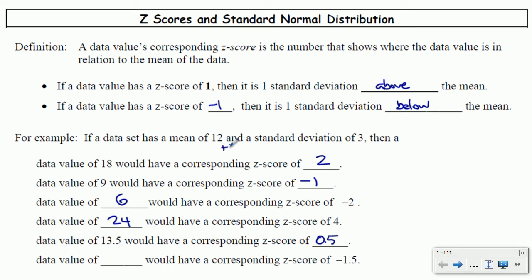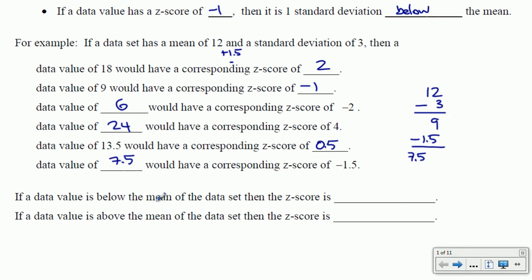Because we would need to add 1.5 to 12 to get to 13.5, and 1.5 is half of 3. And last, a data value of 7.5 would have a corresponding Z score of -1.5. Because if we start with the mean, which is 12, and subtract one standard deviation, we get to 9. And if we subtract another 1.5 from that, that would give us 7.5, which is 1.5 standard deviations to the left of the mean. So if a data value is below the mean of the data set, then the Z score is negative. And if a data value is above the mean, then the Z score is positive.